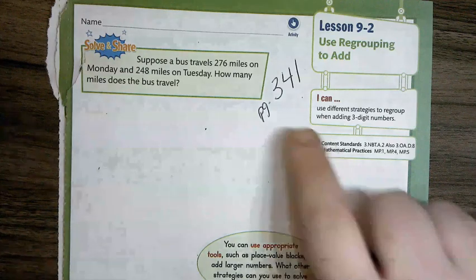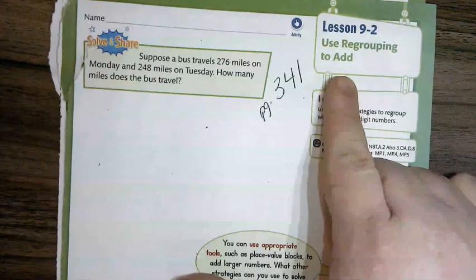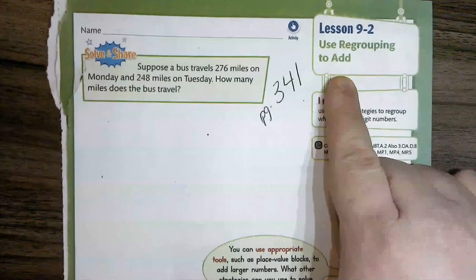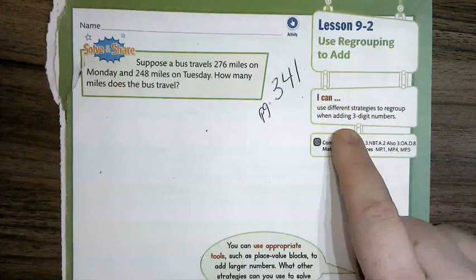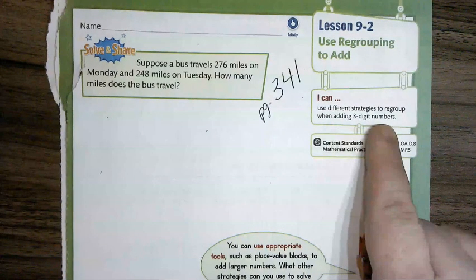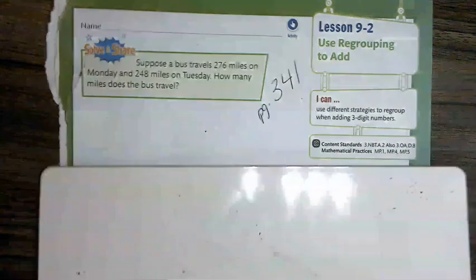Campbell. Today we're going to be working on page 341. This is lesson 9.2, use regrouping to add. And at the end of today, we want to be able to say we can use different strategies to regroup when adding three-digit numbers. All right. And so today, what we're going to be looking at is exactly that.